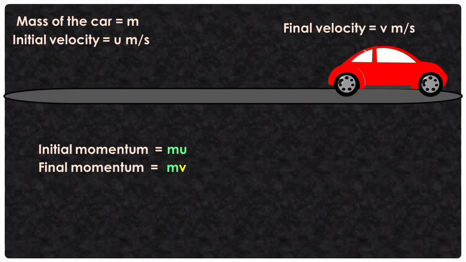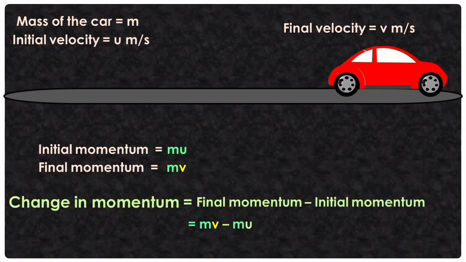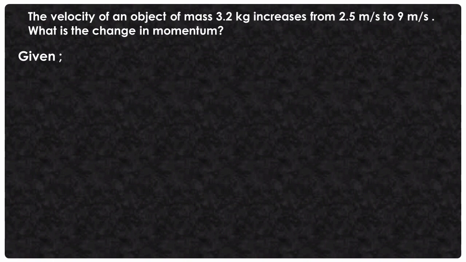Now how will you calculate this change? Subtract the initial momentum from the final momentum. That is, the change in momentum of this car is final momentum minus initial momentum, that is mv minus mu. So for any object which has a change in the velocity, we can find its change in momentum by this formula, mv minus mu. Now let's apply this formula in a word problem.